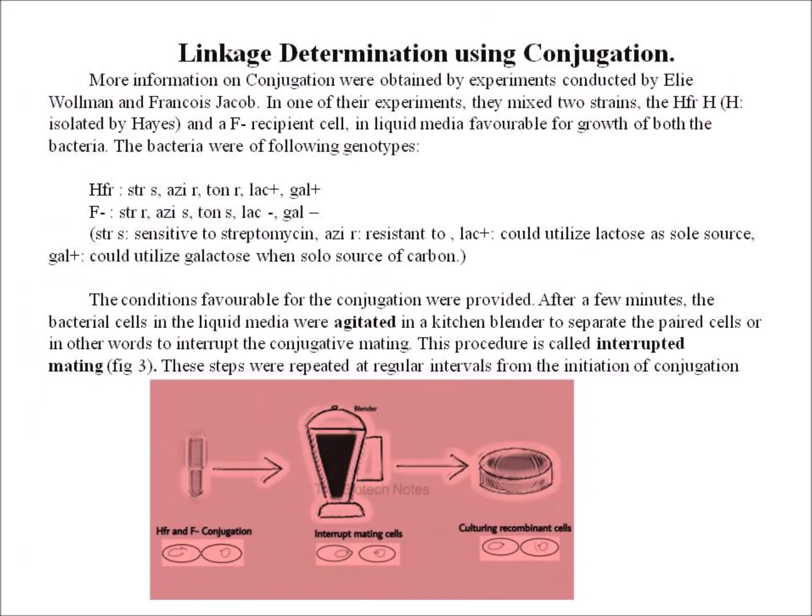More information on conjugation was obtained by experiments conducted by Elie Wollman and Francois Jacob. In one of their experiments, they mixed 2 strains, the HFR, that is Hfr H isolated by Hayes, and an F minus recipient cell in liquid media favorable for growth of both the bacteria. The bacteria were of the following genotypes. HFR: StrS, AziR, TonR, Lac plus, Gal plus. F minus, another strain: StrR, AziS, TonS, Lac minus and Gal plus.